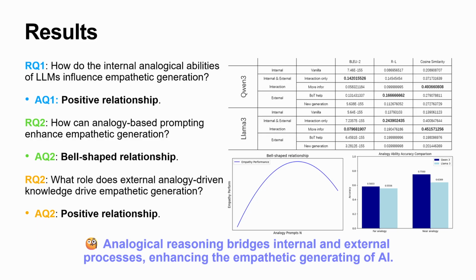For question 1, we observed a positive correlation between a model's analogical reasoning ability and its capacity for empathetic generation. For question 2, a bell-shaped relationship was identified between the number of self-generated analogical examples and the model's empathy performance, indicating an optimal range for analogy use. For the last question, analogical knowledge from external sources significantly enhanced the model's ability to generate empathetic responses.